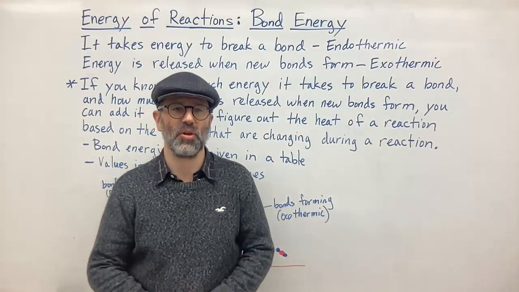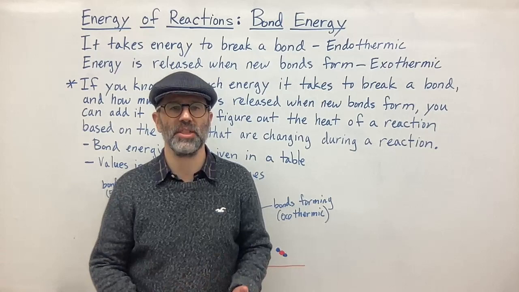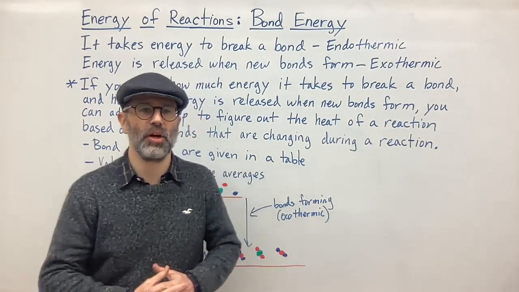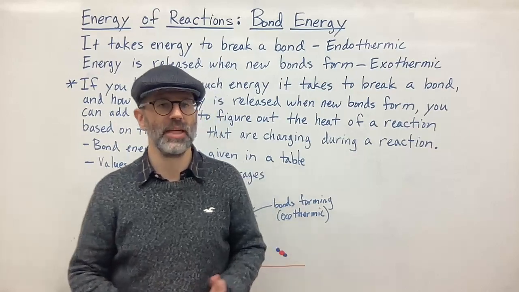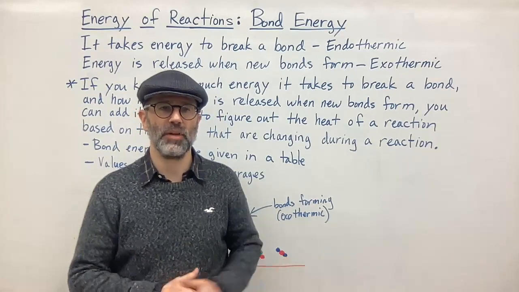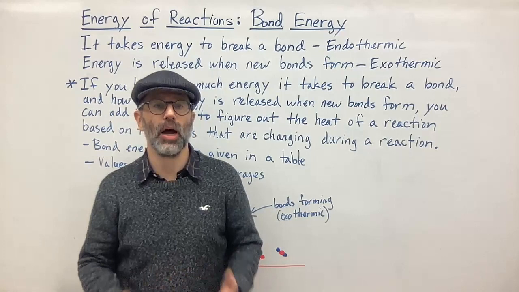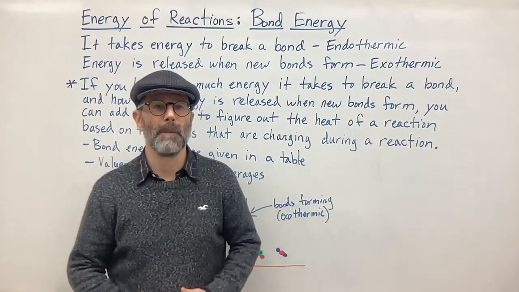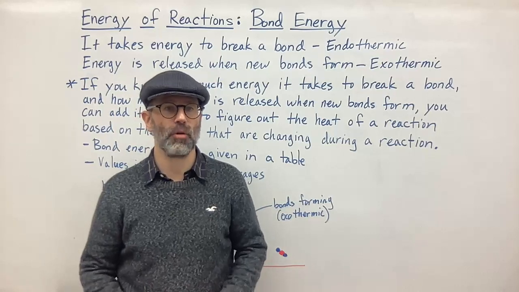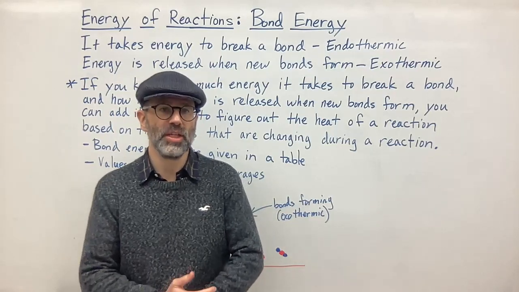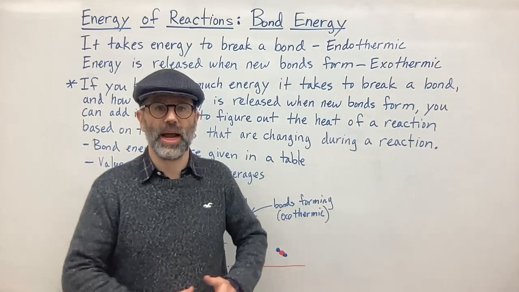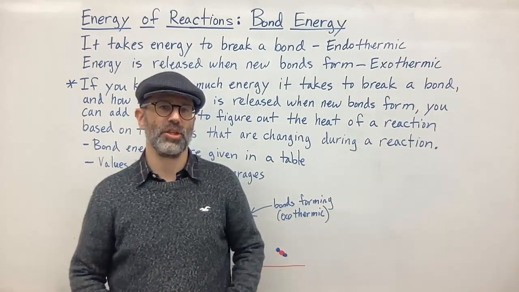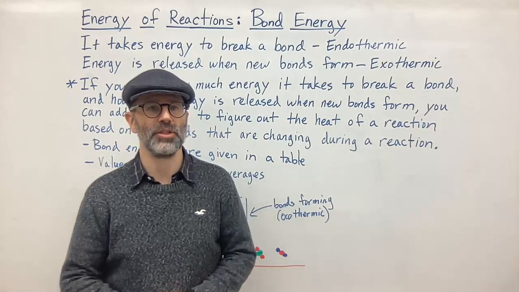My name is Mr. Cobalt and in this video I'm going to be talking about bond energies. So again, in this series of videos I'm talking about the energy of reactions, and in the previous video I talked about a way of calculating the standard enthalpy of a reaction by using heats of formation. So you can use the heats of formation to calculate the heat of a reaction. Another way that you can calculate the heat of the reaction is to use average bond energies.